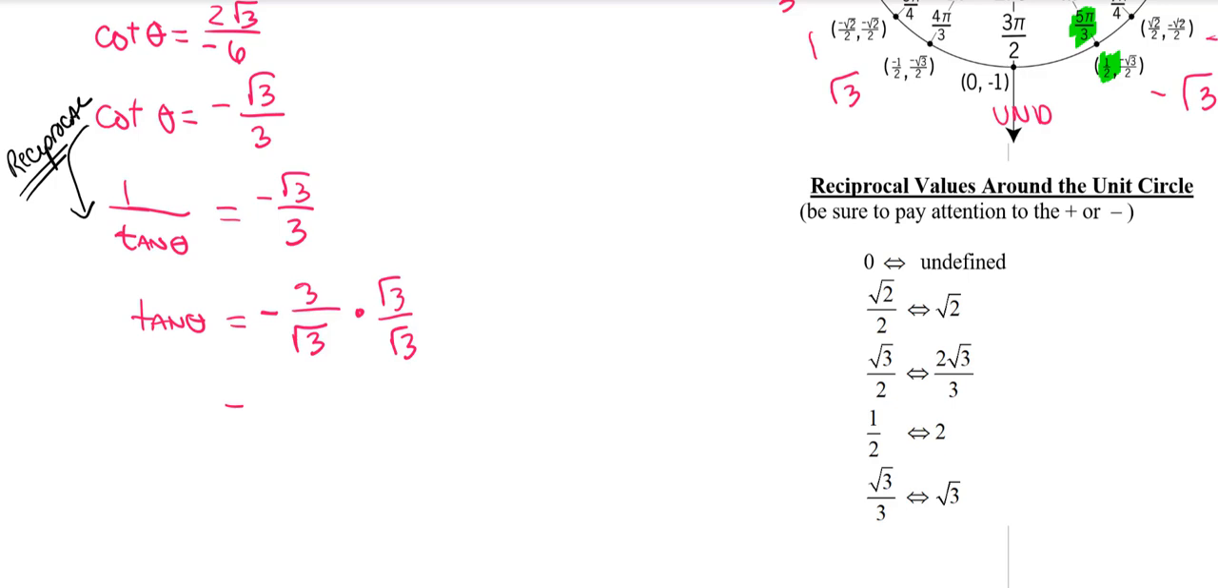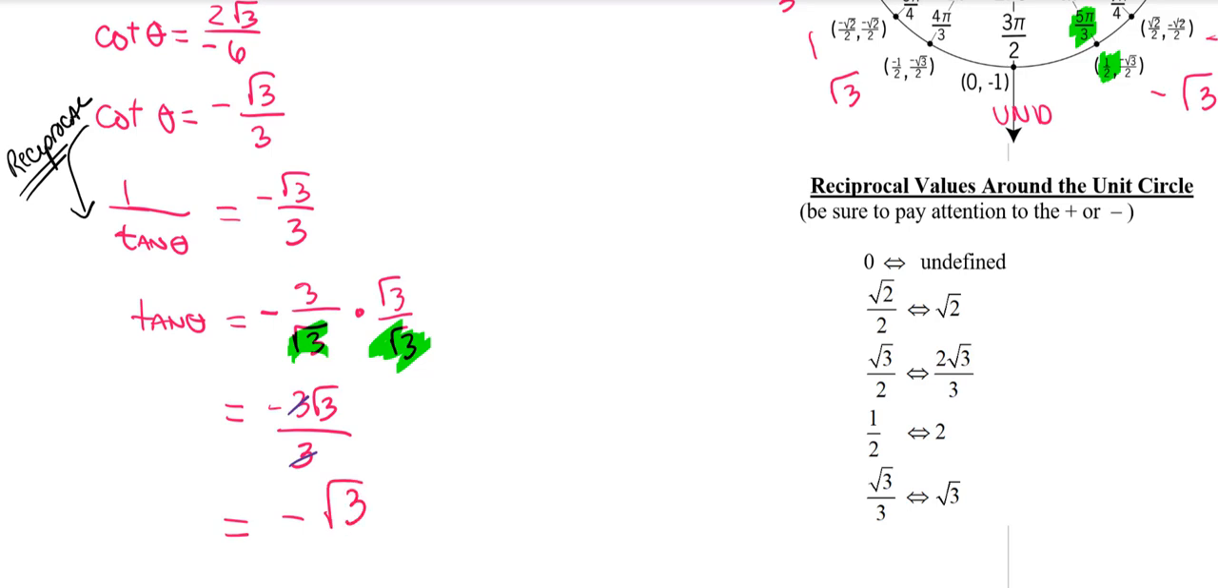So when we do that, tangent of theta is going to be equal to, and I'm going to do this a long way, negative 3 square roots of 3 over, when you multiply the two square roots of 3 here on the denominator, these two multiplied together just give you a regular old 3. But wait, there's more. Then you have to divide these 3's. So your final answer is negative square root of 3.